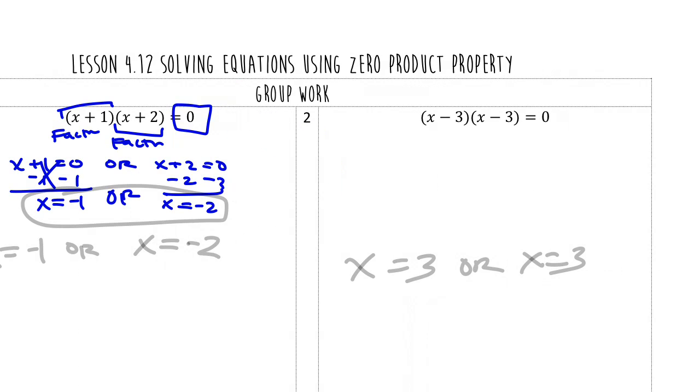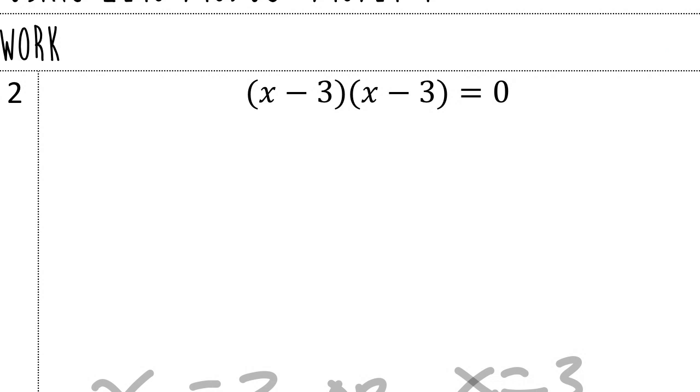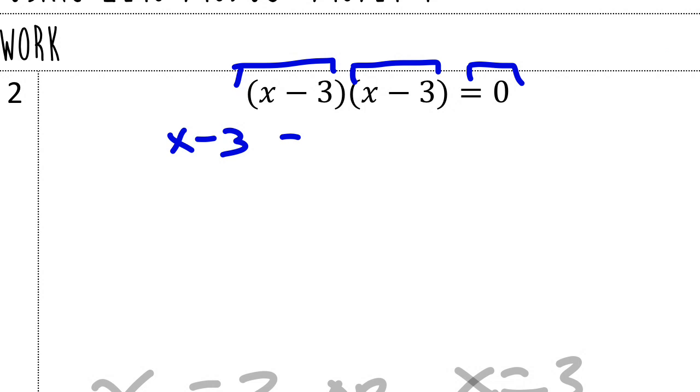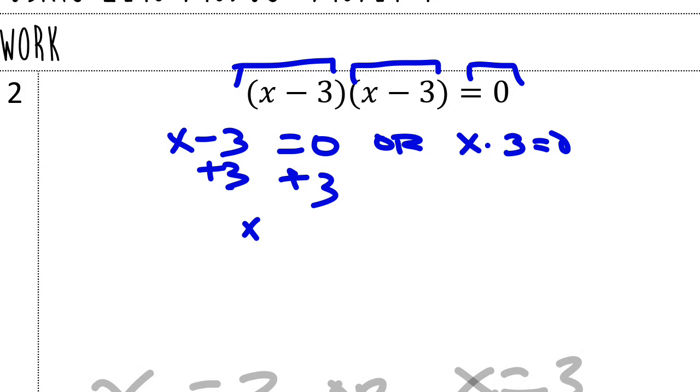Okay, let's take a look at the problem next to it. So again, the same thing. I have two factors being multiplied and their product equals 0. So I take each one and I set it equal to 0. What you're going to see with this problem is that when I solve it, it gives me the same answer on both sides. So I get x equals 3 or x equals 3.